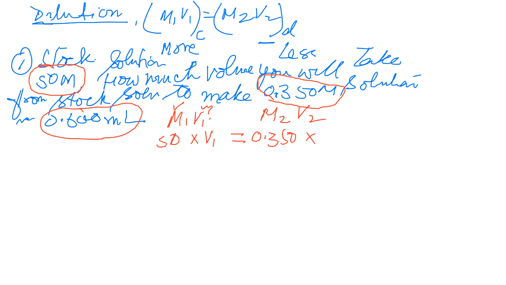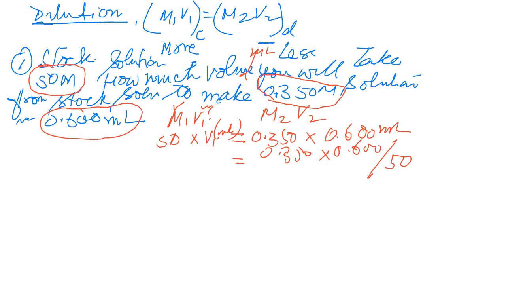This should be in liter, but in dilution, don't worry, don't change into liter, because both units will cancel. You have to write the volume in milliliter, so no need to change. So write down here 0.600 milliliter, and this also in milliliter. So you will get 0.350 times 0.600 divided by 50. Suppose you will get the second volume, 200 milliliter.